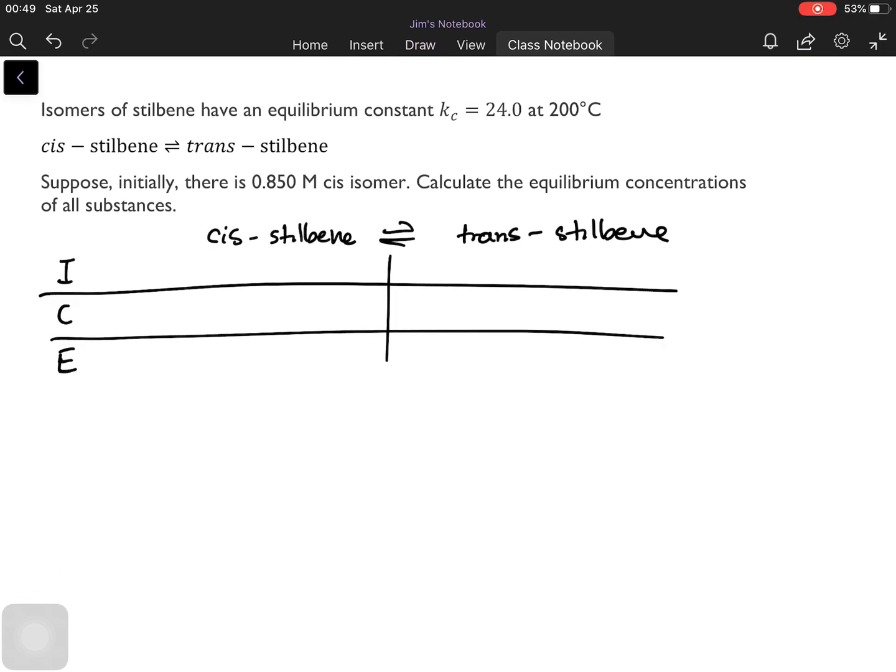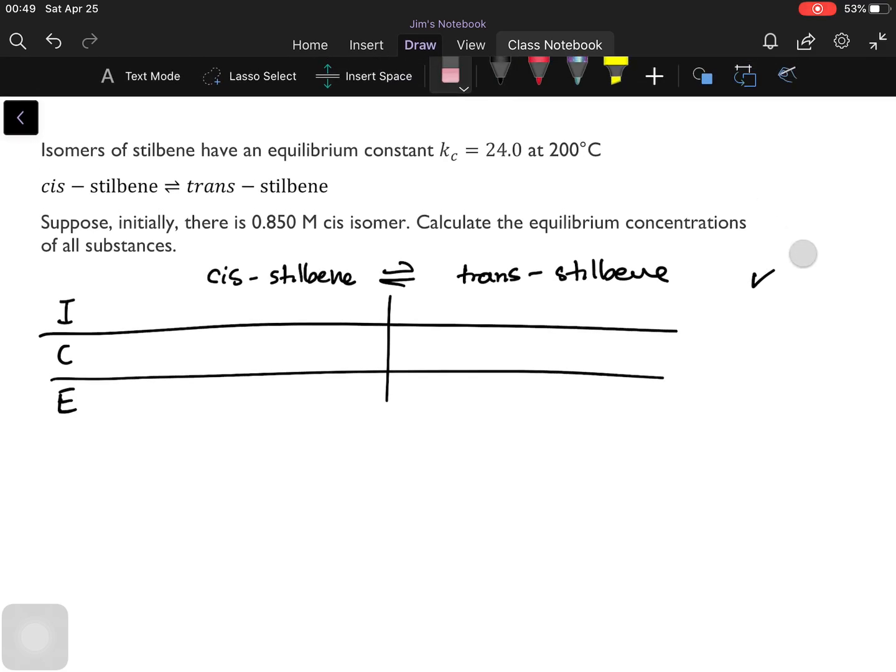Then what's next is that we're going to plug all the information in this problem into the table. According to the problem, initially we have 0.85 molar of the cis isomer. I'm not going to write the molar concentration unit because it should be understood that the concentration is in molar. Looking at the question, do we have any concentration for the trans isomer? We do not have any information about that, so that will be 0.